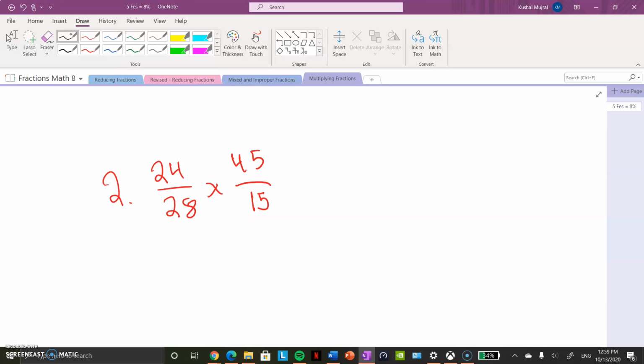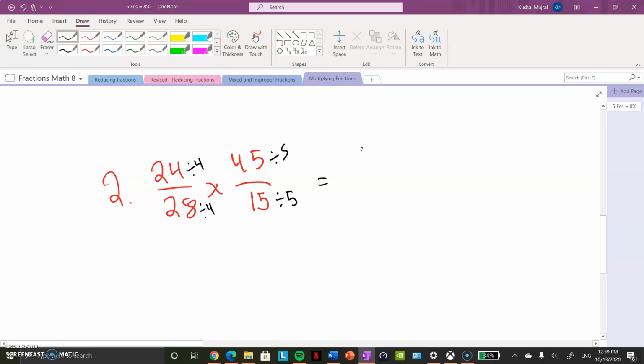I'm not going to make you multiply the whole top and the whole bottom, so this is a good trick that you should know. For a question like this, 24 over 28 reduces: divide the top by 4 and the bottom by 4, and for 45 over 15, divide the top by 5 and the bottom by 5.